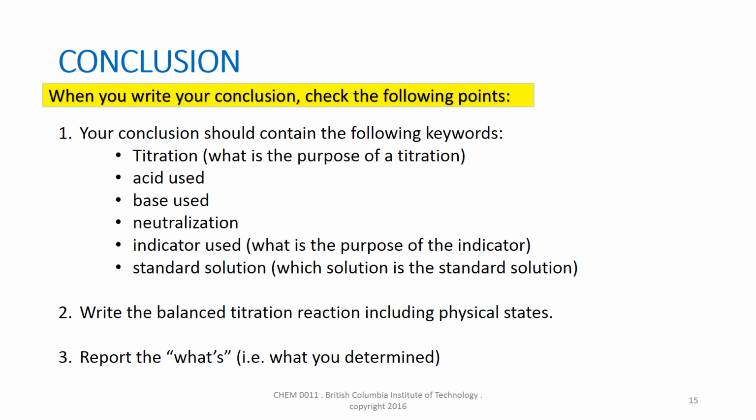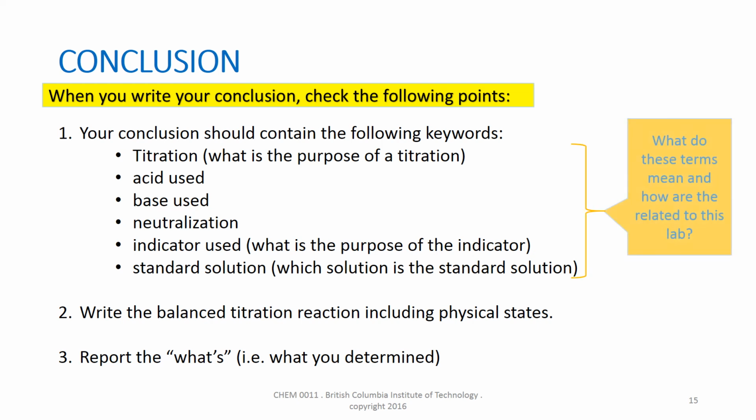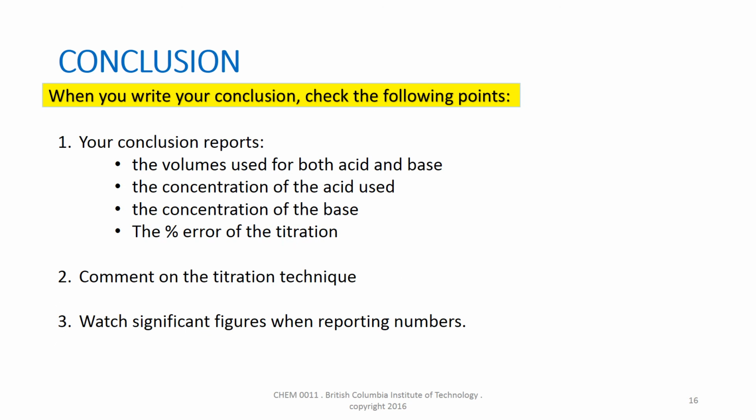Consult the conclusion writing guide and the lab manual for what should be included in the conclusion. The conclusion should include a description of what these terms mean and how they are related to the lab. Write the balanced titration reactions and include the physical states of reactants and products. Summarize what is determined in this experiment. Include the volumes and concentrations of the acids and bases. A table may be useful for this. Comment on the titration technique. When reporting the results, make sure all numbers are reported, the correct number of significant figures and units are given.